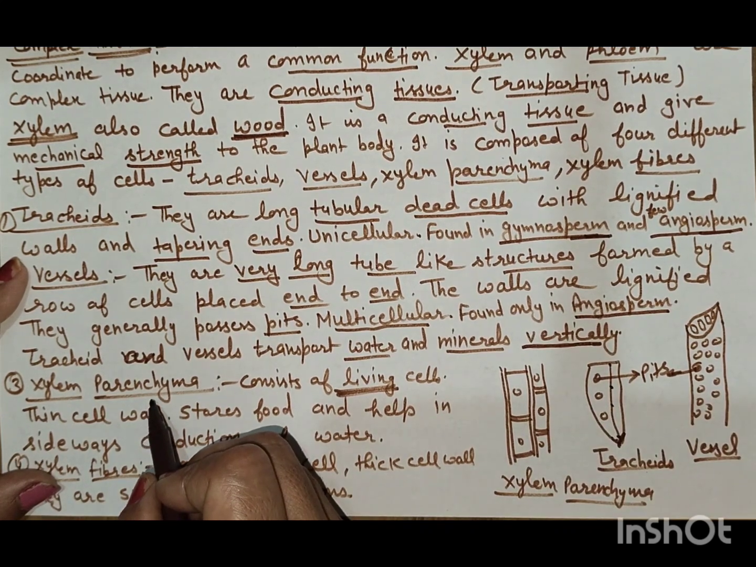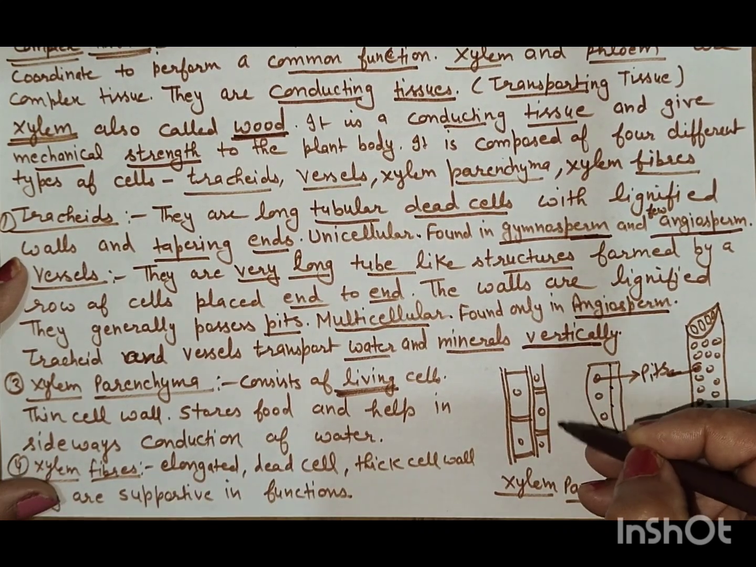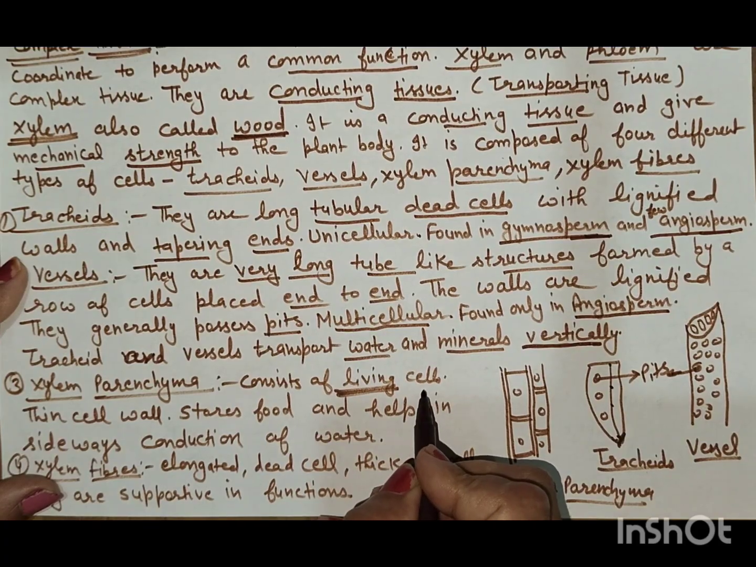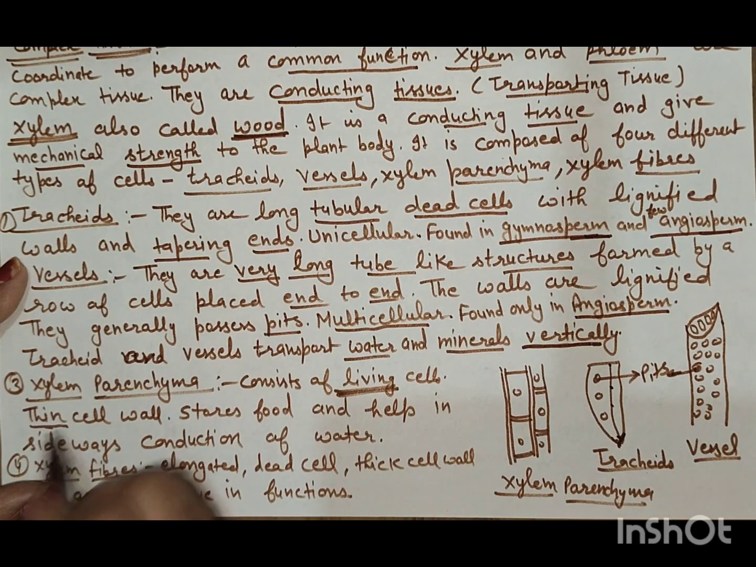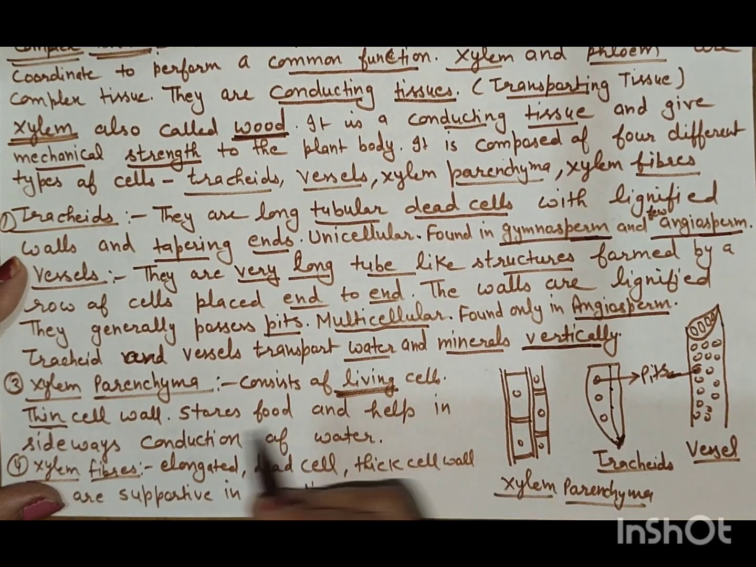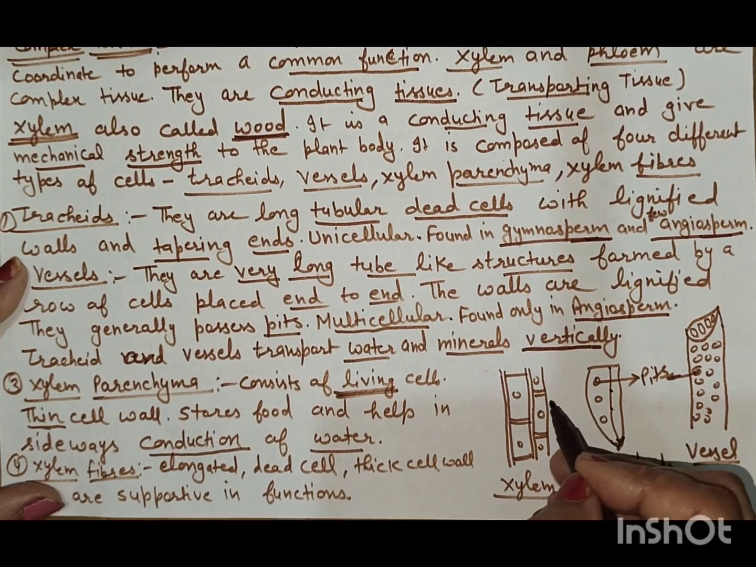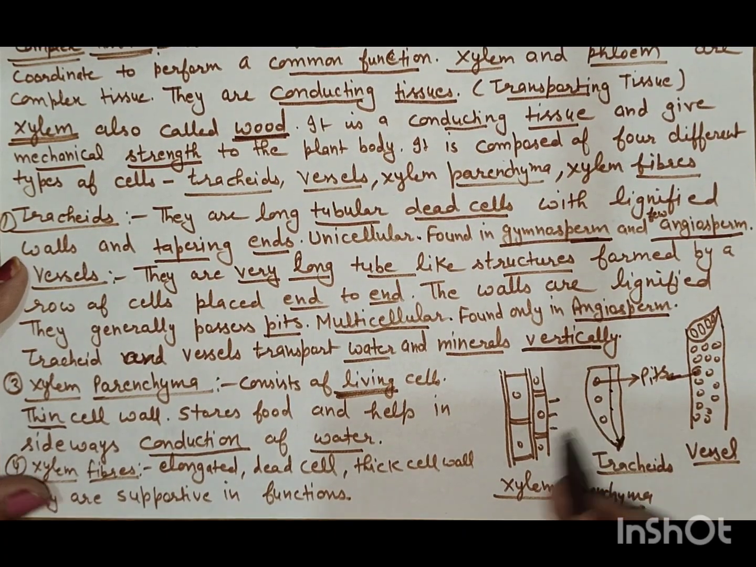Xylem parenchyma. This consists of living cells. The cell wall is thin, they store food and help in the sideways conduction of water.